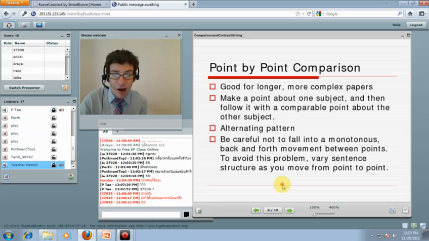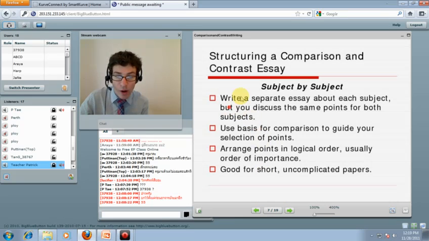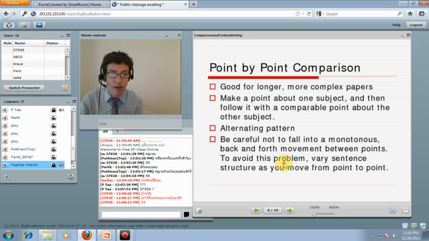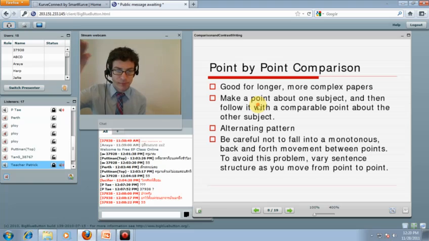Okay, now, the last one we had was subject-by-subject. A different way of writing your paper is called point-by-point. This kind is good for longer, more complicated papers. Alright, so, make a point about one subject, then follow it with a comparable point about the other subject. Okay? You would say something like, Moby Dick is about the sea. Next sentence, The Sea Wolf is also about the sea. Kind of something like that.